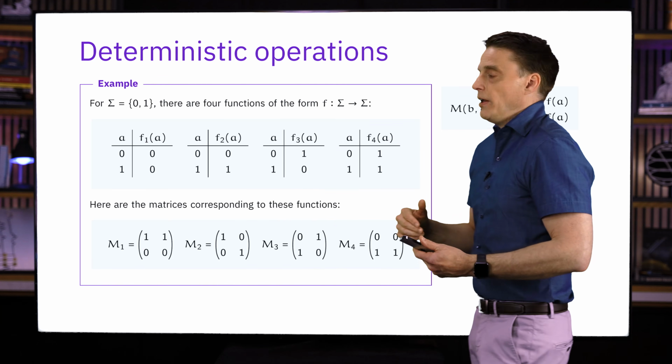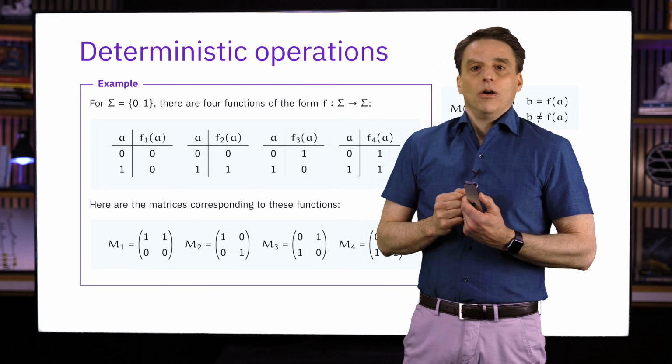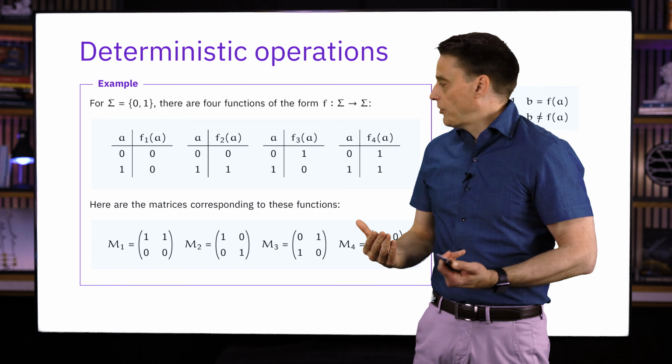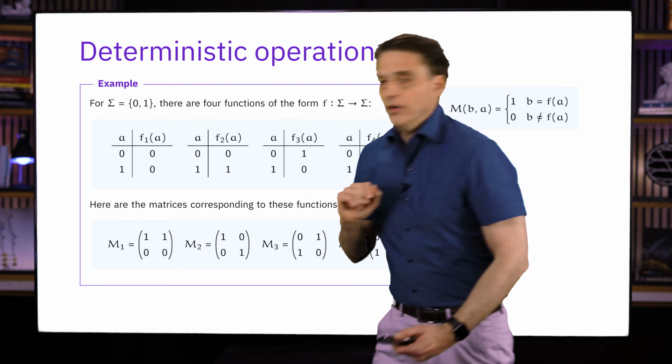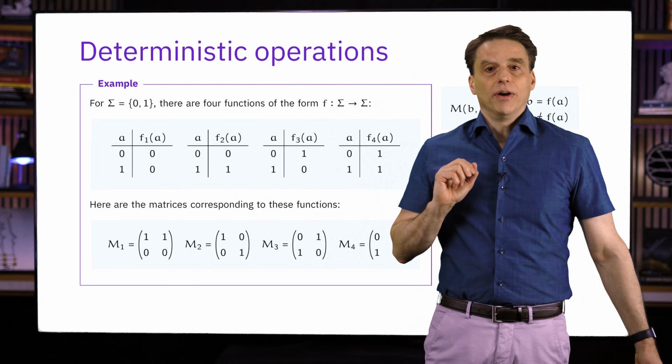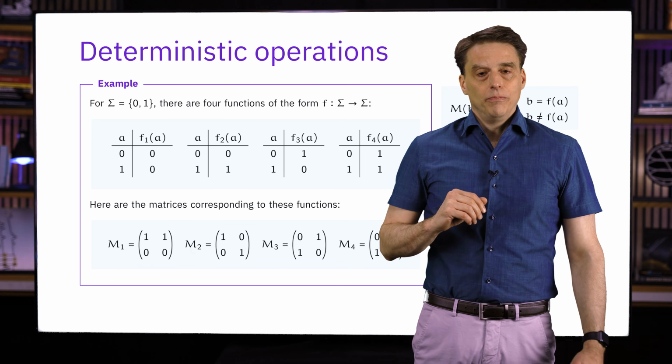So, for example, if we look at the first function, we have that f1 of 0 is equal to 0, and correspondingly, the 0,0 entry of M1 is equal to 1, while the 1,0 entry, which is right here, is equal to 0.